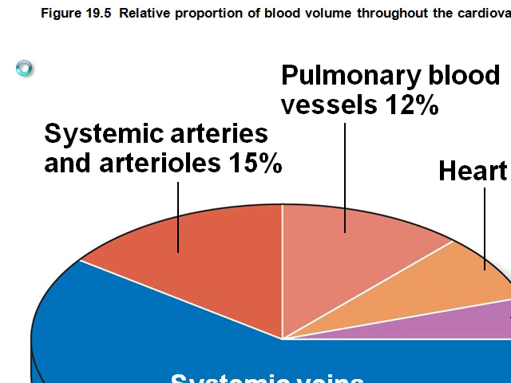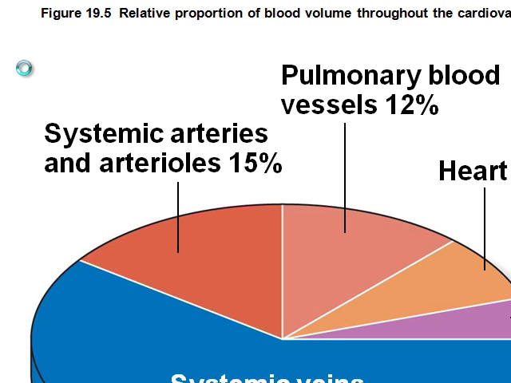Now, because things are now under a lower pressure and moving a little bit slower, we find, and you can see this diagram on page 699, figure 19.5, that most of your blood volume is in the venous system, about 60%, because it's a little sluggish. When we look at systemic arteries and arterioles, about 15% of blood volume is there, because they're moving pretty quickly through those. Pulmonary blood vessels, in the lungs, going for gas exchange, about 12% of blood volume. Heart, only about 8, and about 5% in the capillary beds. So most of your blood volume is going to be in the venous system, traveling back to the heart, basically.